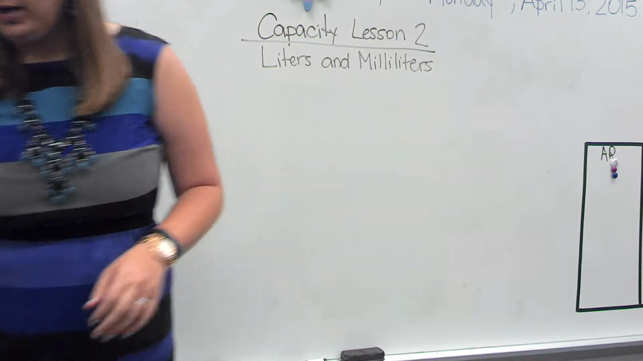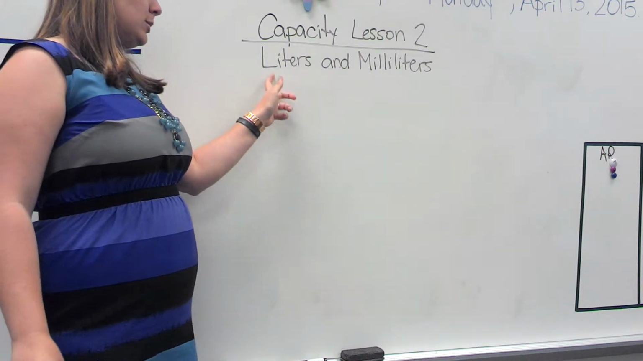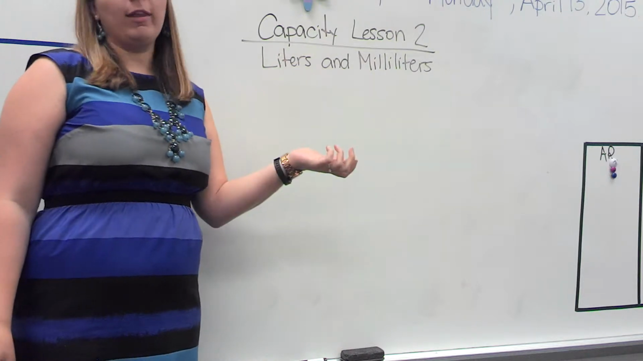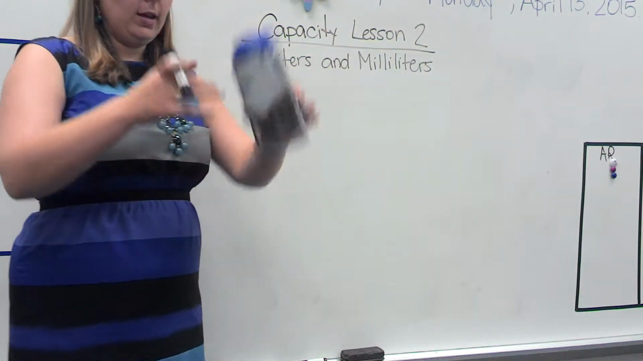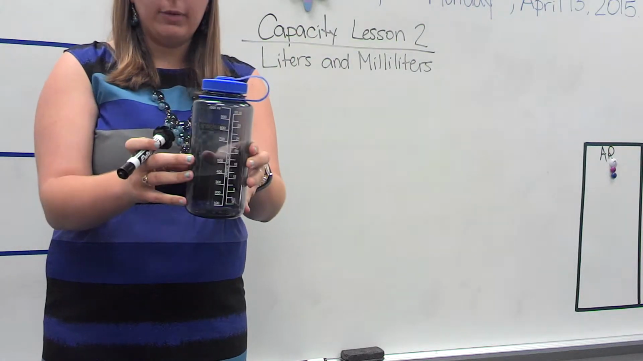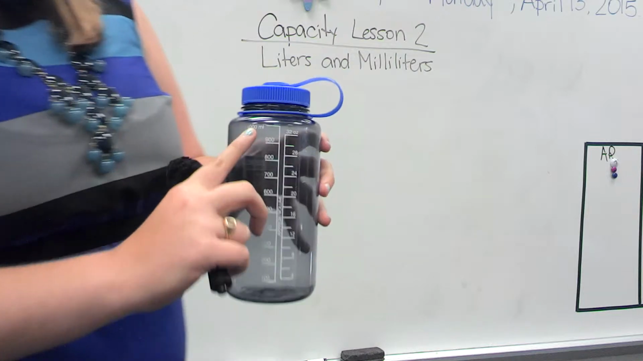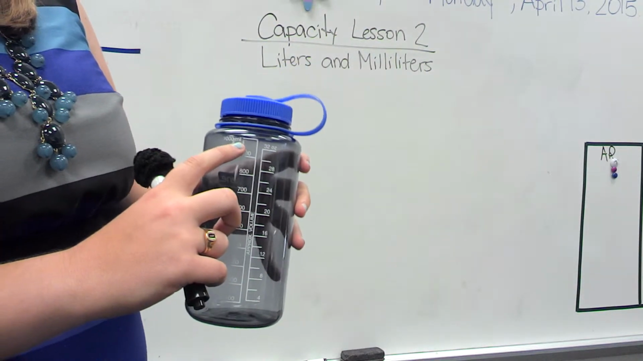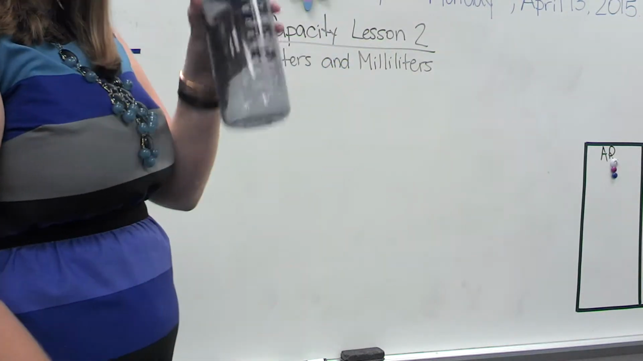Now, a liter is a bigger measurement. A liter is going to be the bigger one of these two, just like a gallon was the biggest one of the four that I mentioned in the last video. A liter is about the size of my water bottle that I drink every day. Up to the top it says 1,000 ml. That's milliliters. So what that means is 1,000 milliliters is 1 liter.